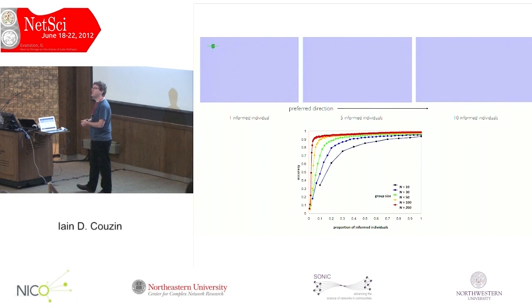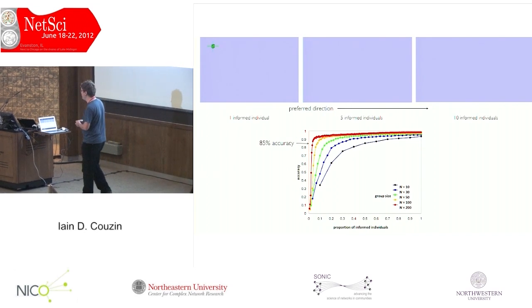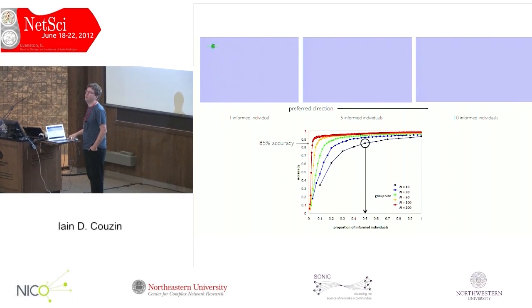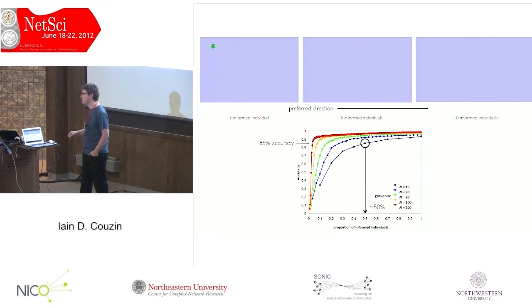But look at these different lines. They represent different group sizes. If we take an arbitrary accuracy, say 85% accuracy, and look at the darker line, the smallest group size, for that level of accuracy, well, we need around half of the individuals to have information.